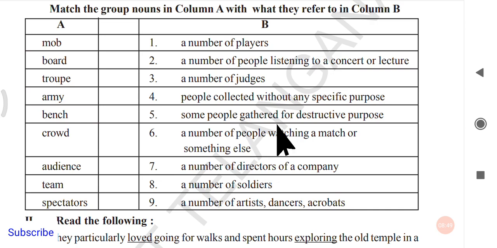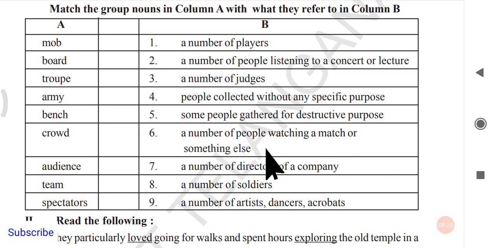Mob means people gathered for some destructive purpose. Here crowd means people gathered without any specific purpose, no particular purpose. Next, we have audience. Audience, a number of people listening to a concert or lecture. Next, team, a number of players is called a team. A number of cricket players, that is a team. Next, spectators. Spectators are a number of people watching a match or something else.